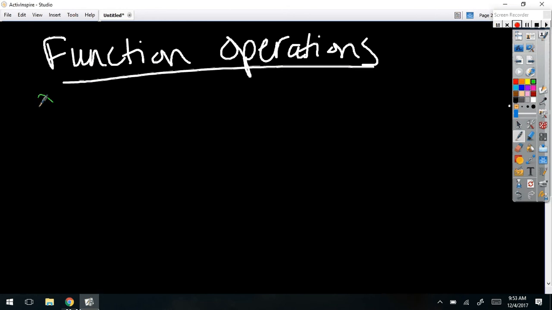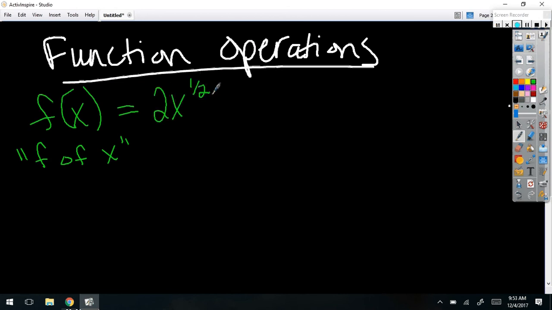When we talk about function operations, what we're going to do is define some functions. Remember, f of x is the same thing as y. It's defining it as a function: one output for every input. All right. f of x is, let's say, 2x to the 1/2 plus 3x to the 2/3.